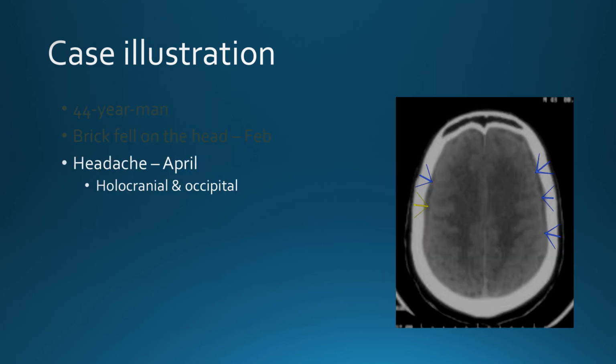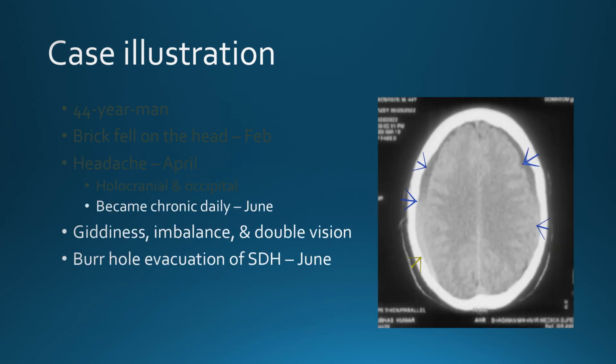In April, he started having headaches, which were holocranial as well as occipital. Repeat imaging now showed subacute to chronic subdural hematoma. You can see the brain appears full; it is because of sagging. Again, no treatment was offered in Jharkhand as the subdural hematoma was thin, and he was given analgesics.